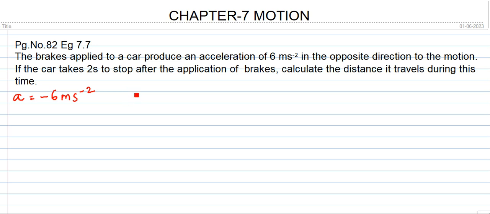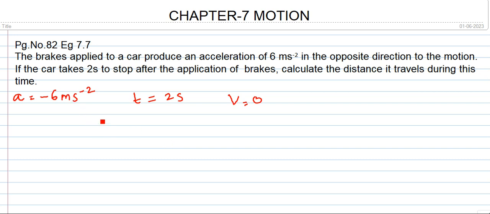So next what we have is time. The time the car takes to stop after application of the brakes is 2 seconds. From this we have to find out the distance it travels during this time. So we have two ways of finding this distance. First thing, we will find out the initial velocity, because the final velocity v is 0 because it is getting stopped.